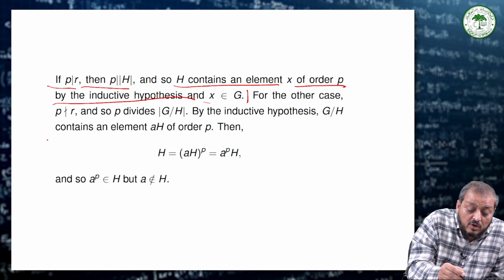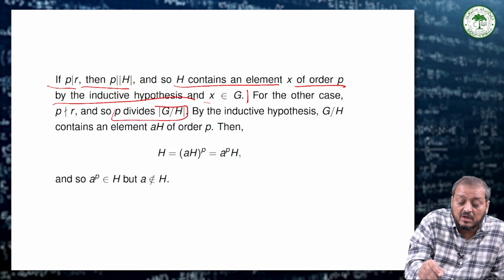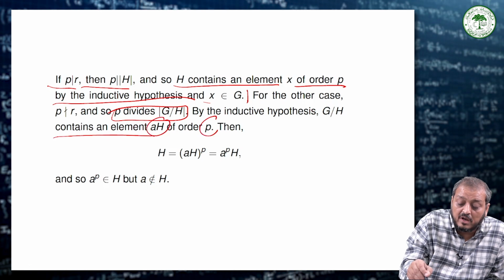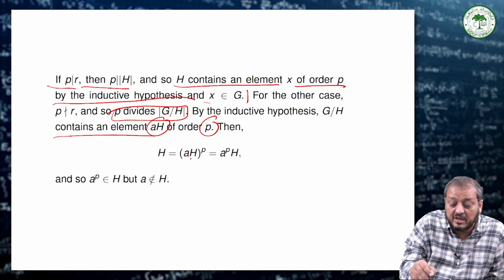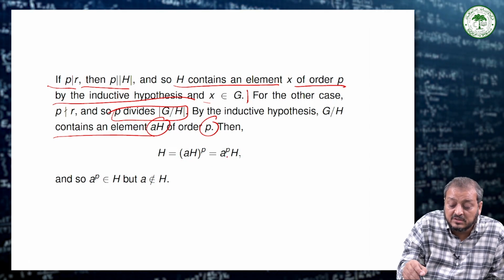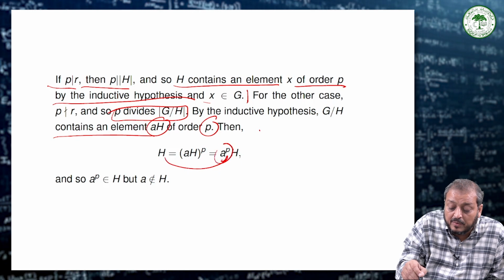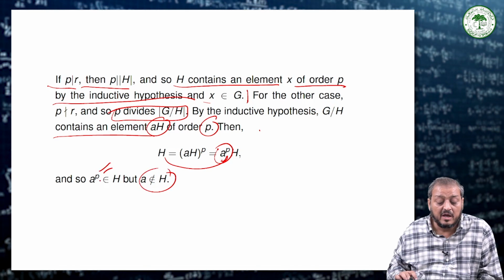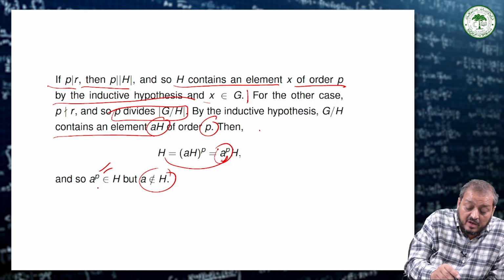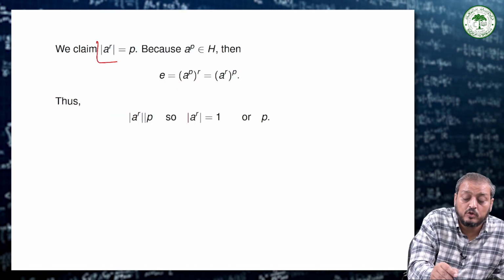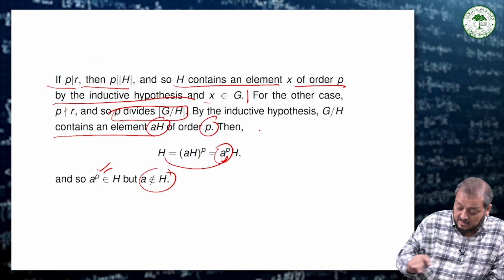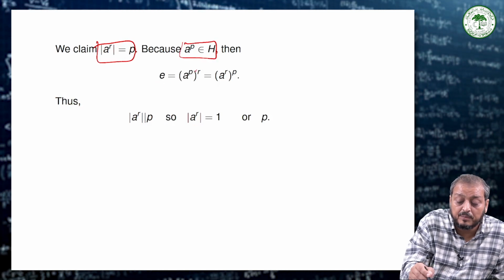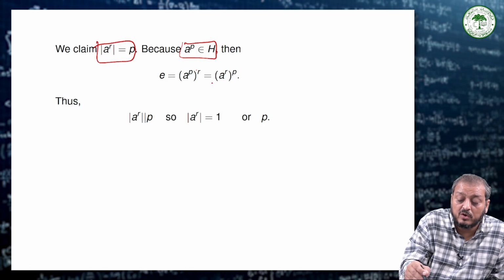For the other case, if P does not divide R, then P divides the order of the quotient group G by H, and by the inductive hypothesis G by H contains an element AH of order P. Then (AH) to the power P is equal to A to the power P times H, so A to the power P is an element of H, but A does not belong to H. So we claim that A to the power R must be equal to P, because A to the power P is in H. So E can be written as A to the power P to the power R, and this can be written as A to the power R to the power P.